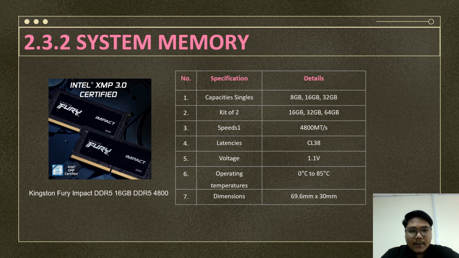It has speed up to 4800 MHz, capacity ranging from 8 gig to 32 gig for a single module, and 16 gig to 64 gig for kits. And it's compatible with both Intel XMP and AMD Ryzen processors. It has a plug-and-play function, with automatic overclocking at a speed of 4800 MHz.